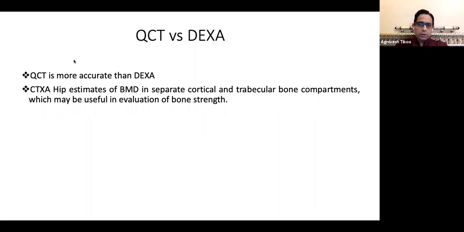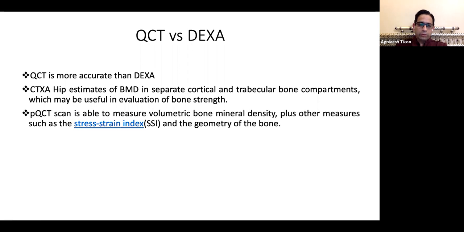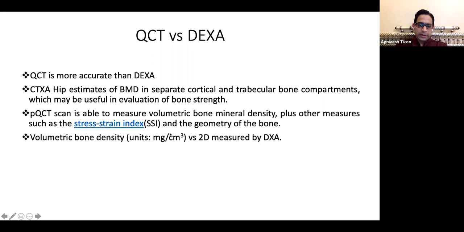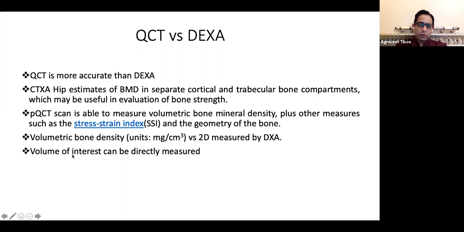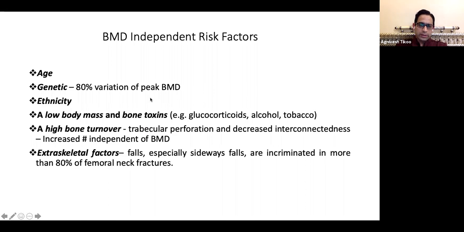That's why there is also something called a quantitative CT or QCT, which measures bone density in three-dimensional area and can help find the stress strain index, which is also helpful in calculating the fracture risk. Because this is a CT, it measures bone density in volume. So the levels are given as milligram per centimeter cubed, whereas in bone density they were given as grams per centimeter squared. And you can directly measure the volume. In the trochanter you can measure directly the area of the trochanter and calculate the bone density.